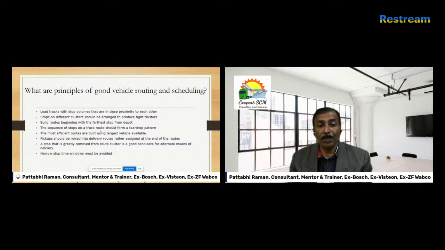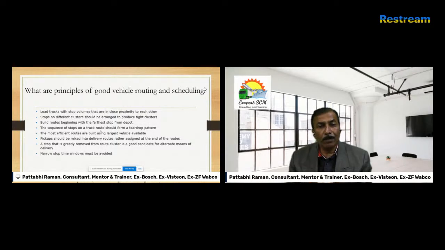Narrow stop time windows must be avoided. Many JIT and lean companies have time windows. You are supposed to pick up or deliver only in such a short time window. Of course, this is going to conflict with our optimization programs. These cases have to be negotiated with the vendor if possible, and the time window can be stretched.